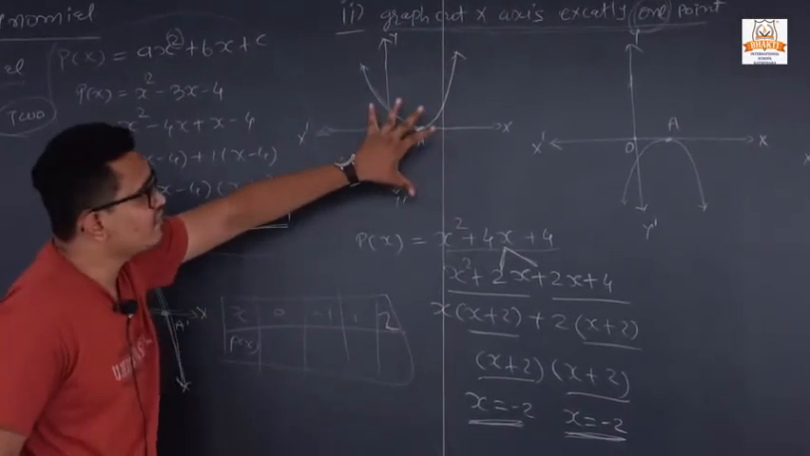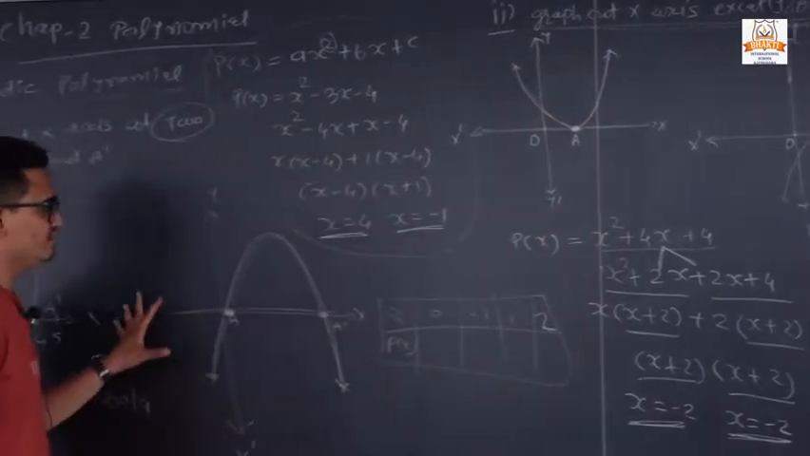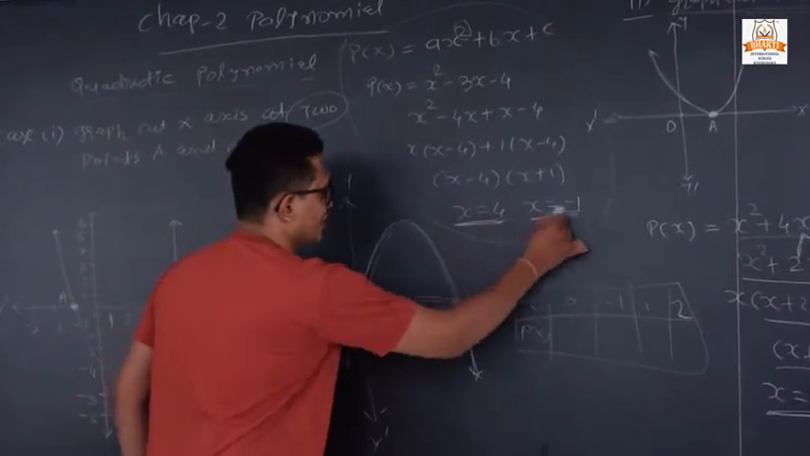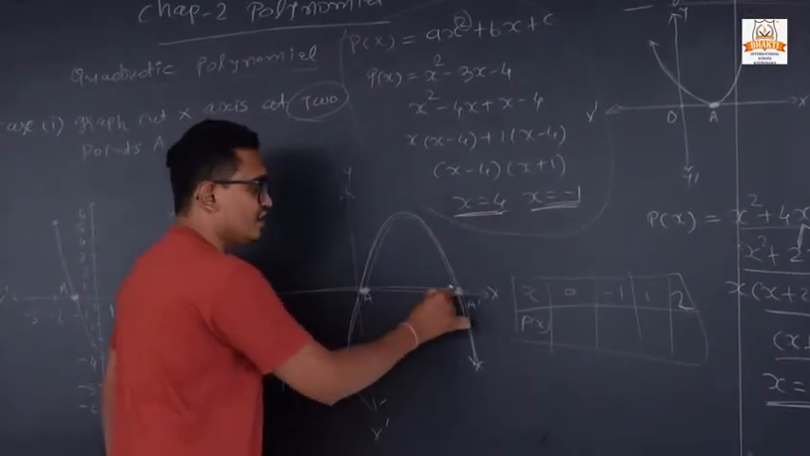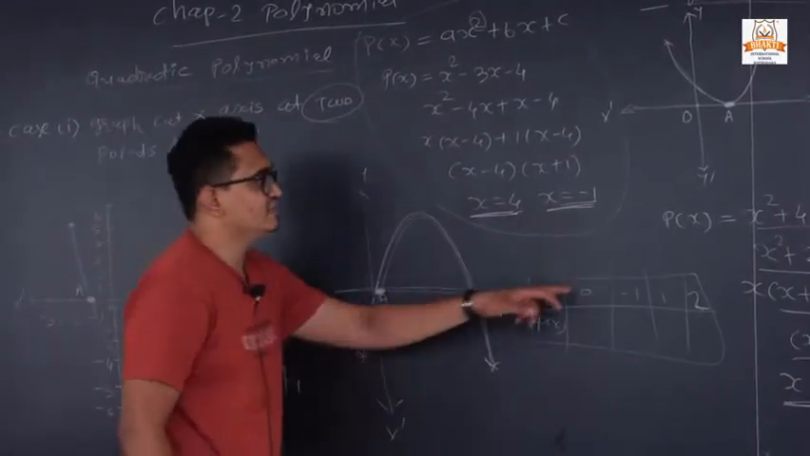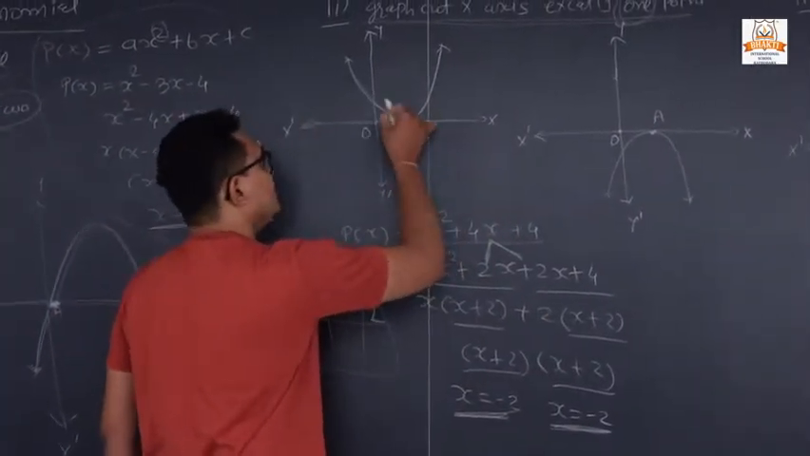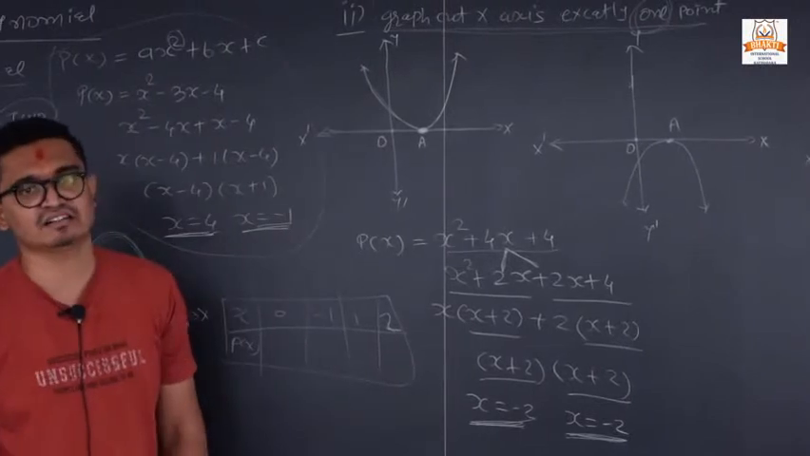So what is the difference between case number 1 and case number 2 actually? In case number 1 we have two different values of x, so they are cutting two different points. In case number 2, what happened? x has the same value. So they are cutting only one point on the x axis.